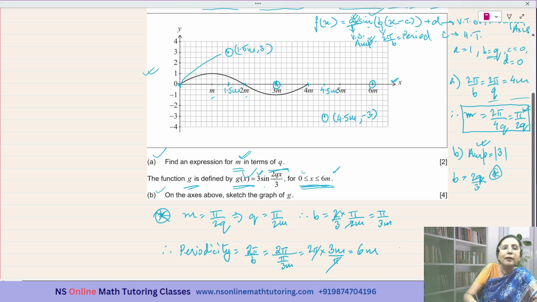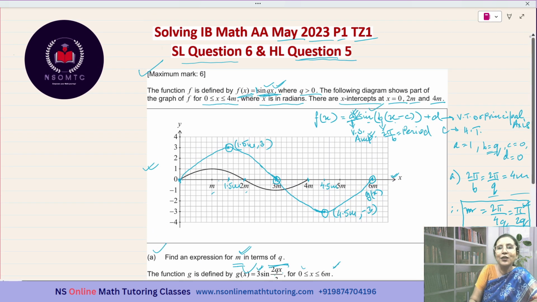So now I have to just connect. It will not be a very accurate one. So this is the graph for the g of x function. So we have completed answering this question.